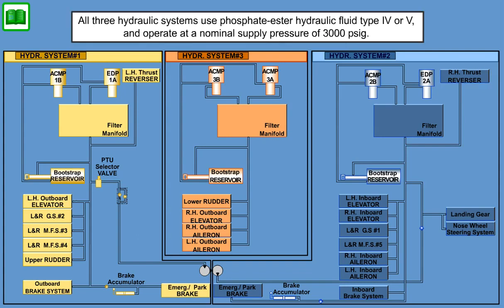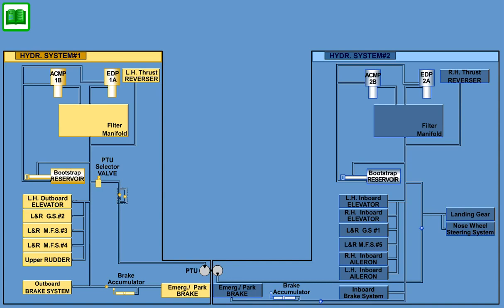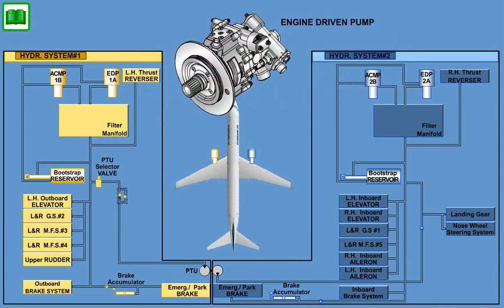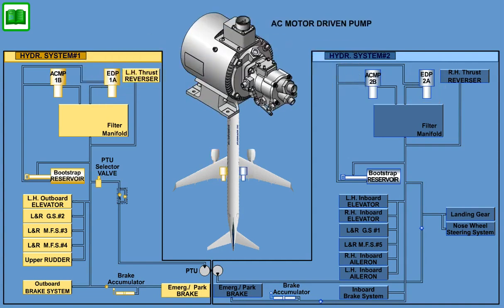All three hydraulic systems use phosphate ester hydraulic fluid type 4 or 5 and operate at a nominal supply pressure of 3000 psig. System 1 and 2 are powered by an engine-driven pump, EDP, and backed up by an AC motor-driven pump, ACMP. The ACMP is used during takeoff and landing and powers the system in the event of an engine or EDP failure.